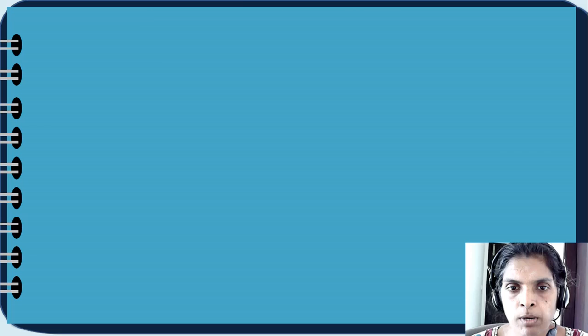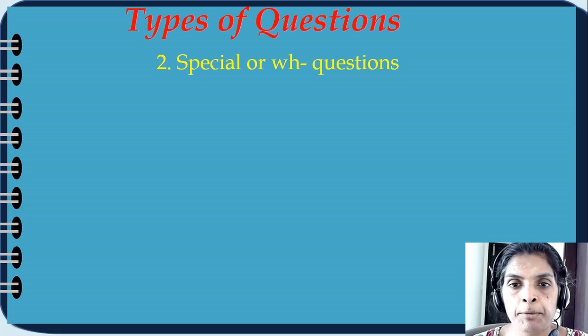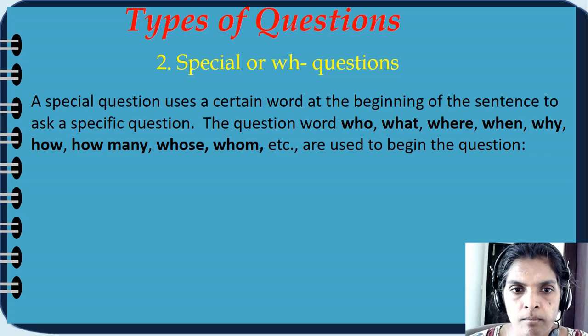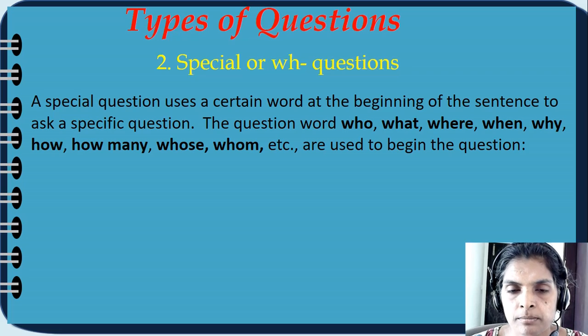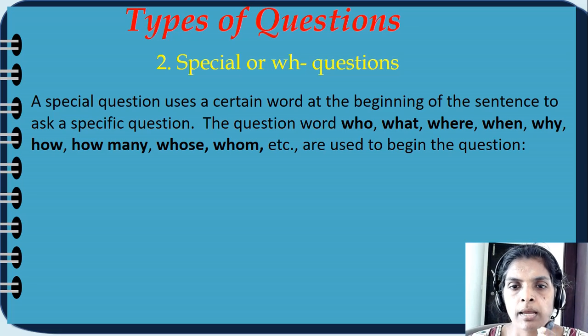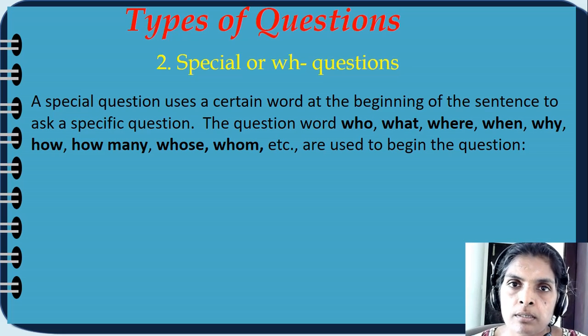Okay. Second one is special questions or WH questions. So in your exams, any subject, your answer paper, in your regular question and answers, most of them will be WH questions. A special question uses a certain word at the beginning of the sentence to ask a specific question. So for this you are specifying what answer you require. The question words would be who, what, where, when, why, how many, whose, whom, etc. Okay, the question will begin with these words.